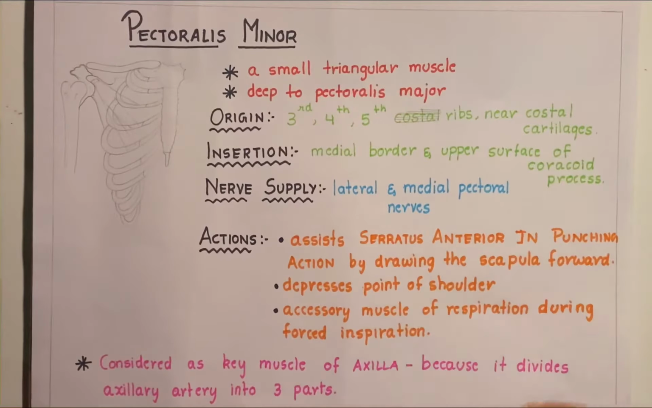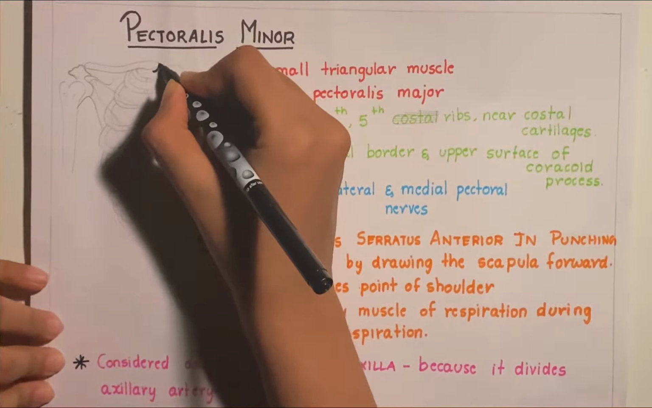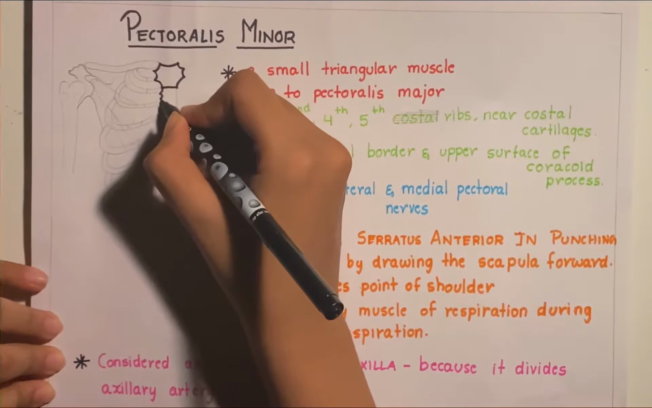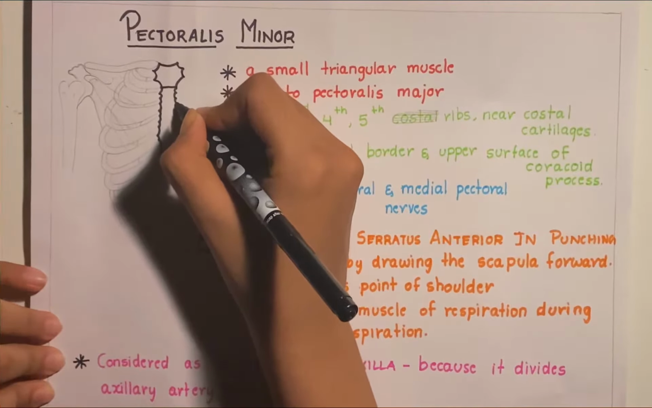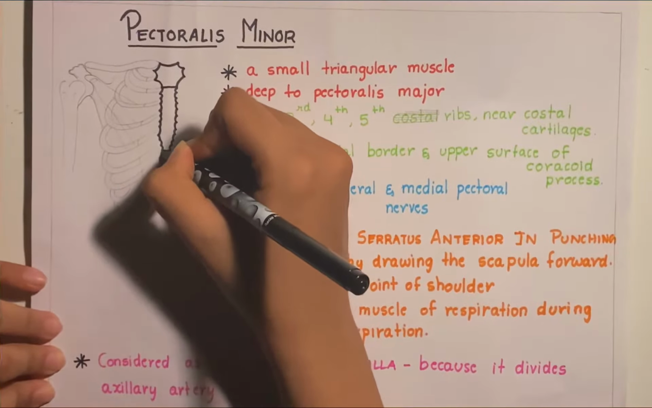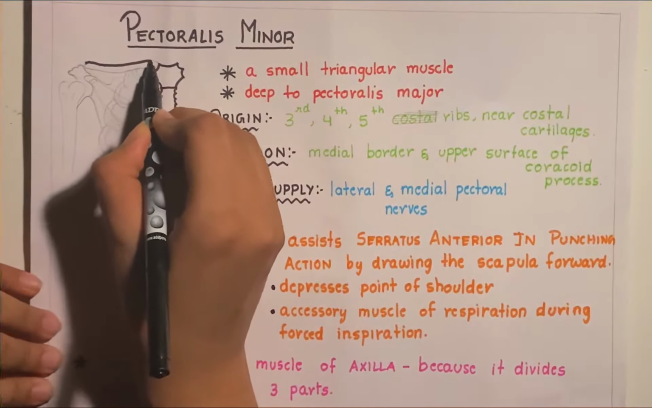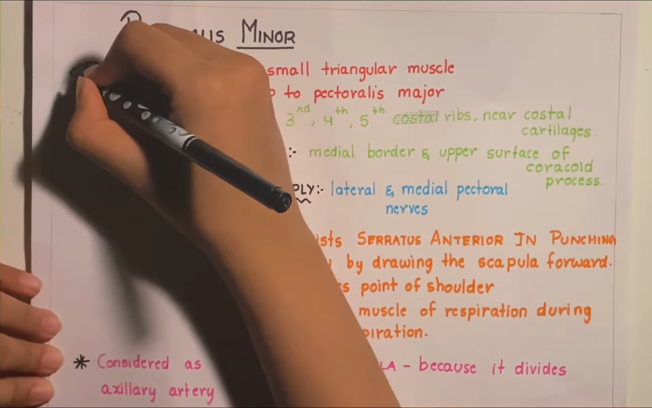Now, let us represent the pectoralis minor muscle in a diagram. Here you have your manubrium sterni. Then you have the body of sternum. Here you have your xiphisternum. Here you have your clavicle, which is attached to the acromion process by the acromioclavicular joint.